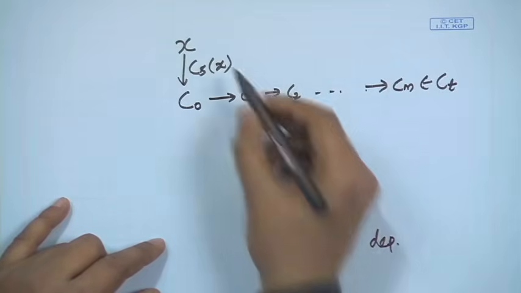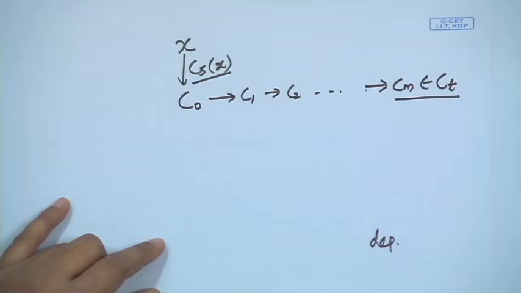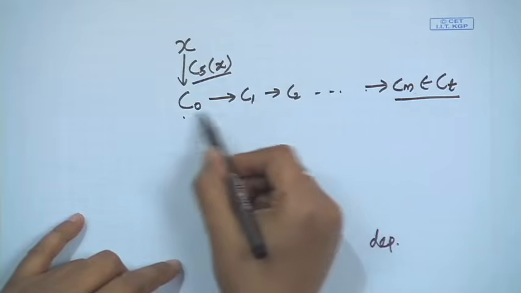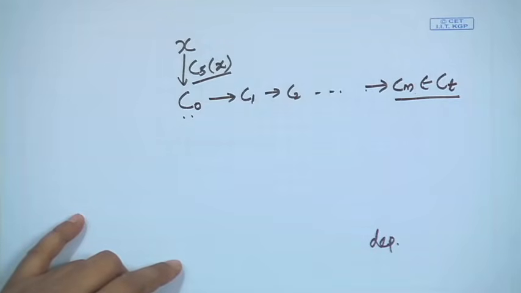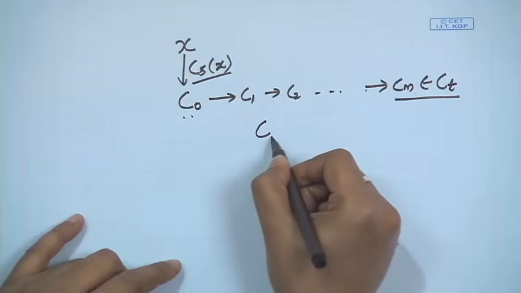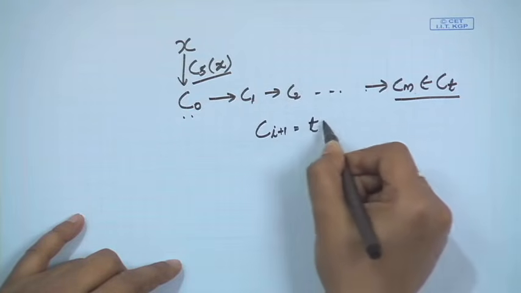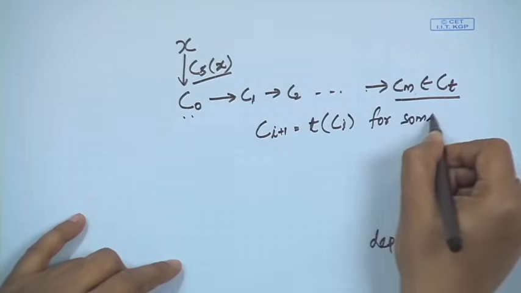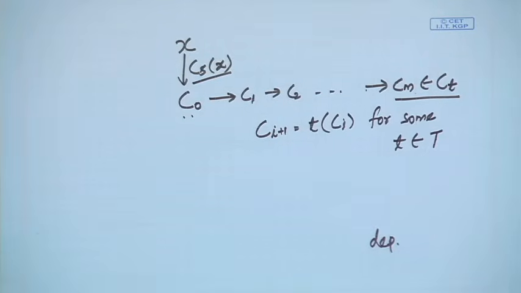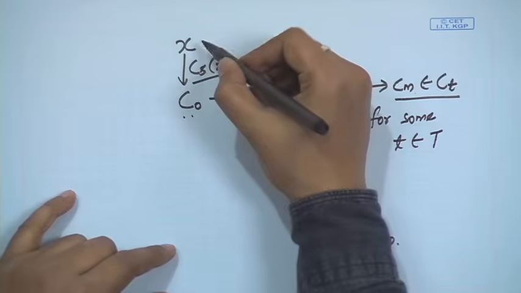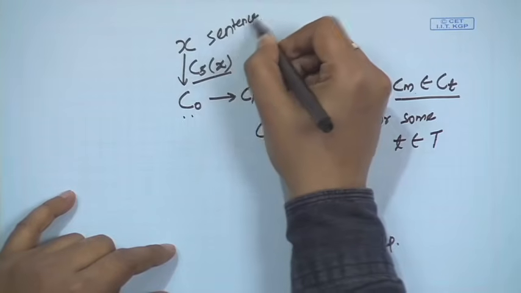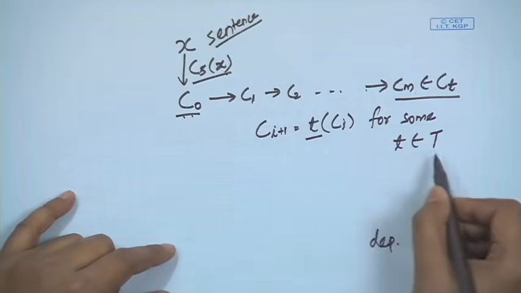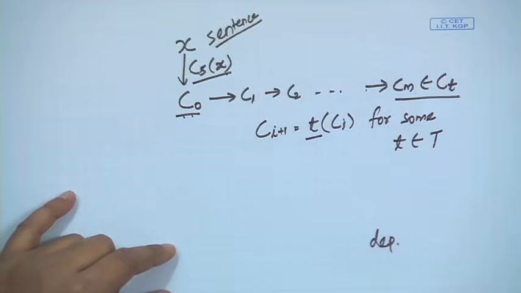terminal configurations. C0 to Cm all are in the set of configurations. And what is the relation between any two consecutive configurations Ci and Ci plus 1? The relation would be I can obtain Ci plus 1 by making a transition over Ci, for some transition I have defined in my set capital T. So, this is my process. Start with a sentence, apply the initialization function, get the initial configuration, keep on applying various transitions until you obtain a terminal configuration.